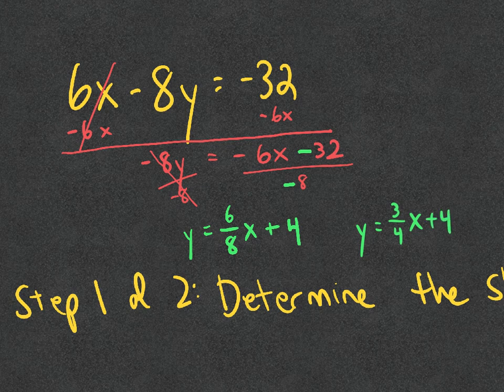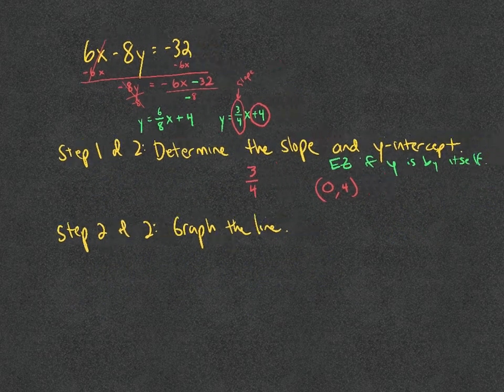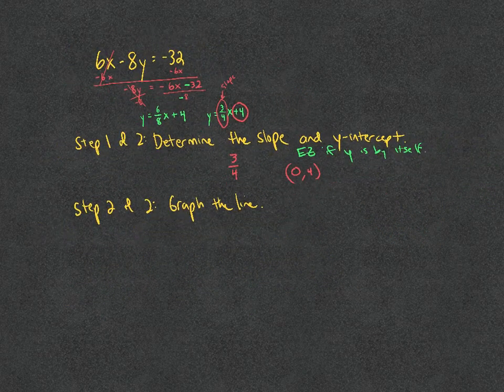Okay, and then hopefully once you get y all by itself, it's pretty easy to spot the slope. Slope is just whatever's in front of x. And then the y-intercept is this, but with a 0 in front of it. So we've got the slope, which is 3/4, and then the y-intercept in this case is 0, 4. And then if we're graphing it, we're going to start with the point.